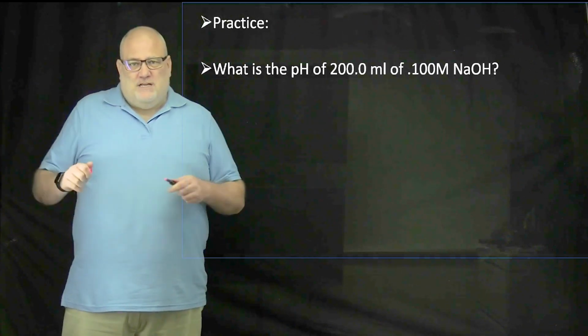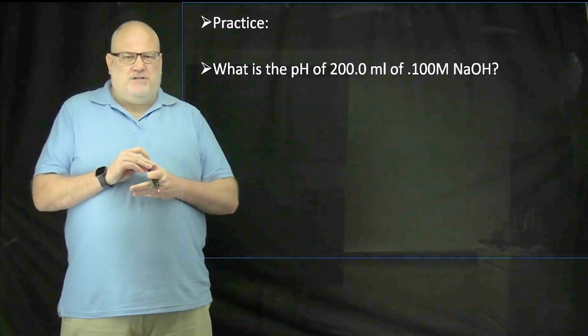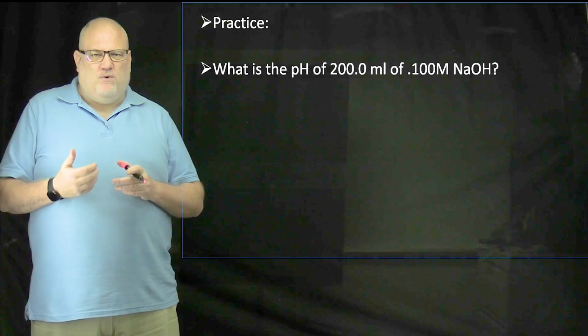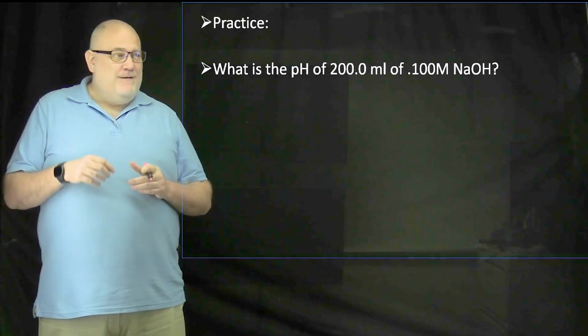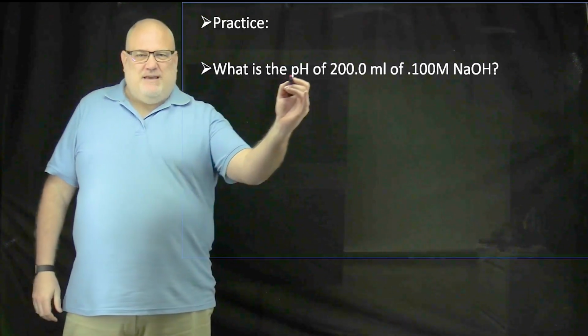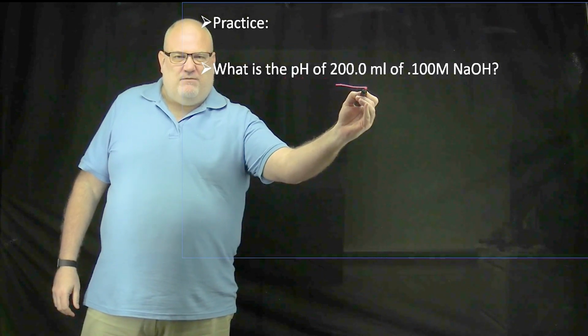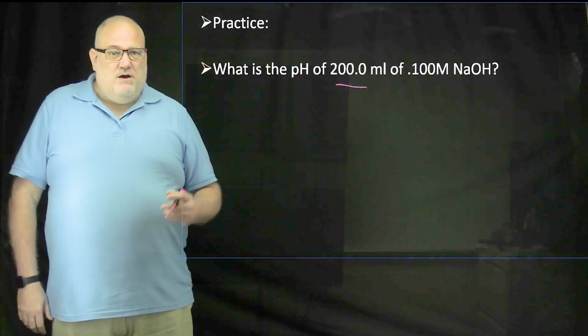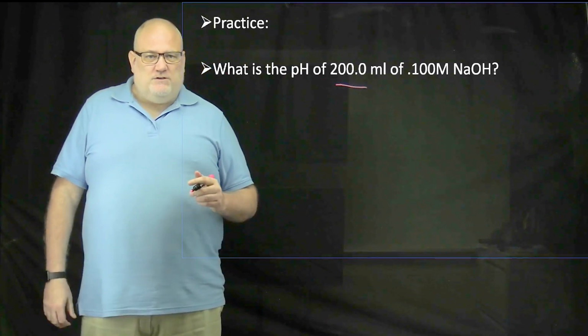Let's try one. So if you take a look at this, it says, what is the pH of 200 milliliters of 0.100 molar NaOH? The milliliters here makes zero difference. We don't care about the milliliters. It doesn't matter to us. What we do care about is the 0.100 molar NaOH.